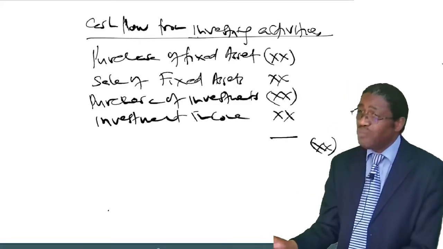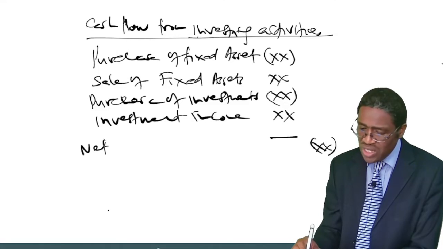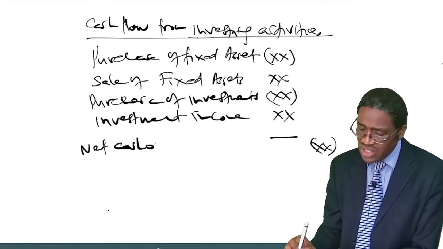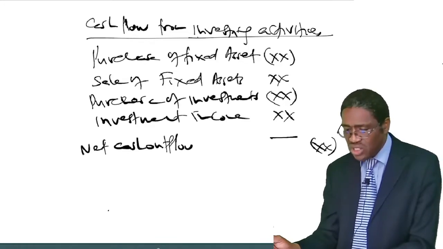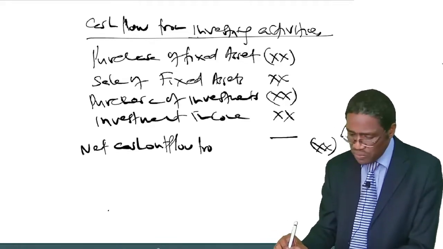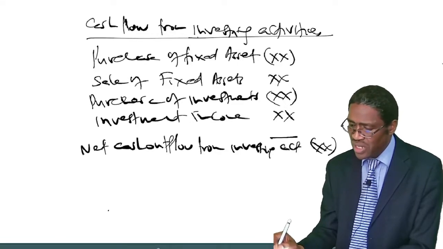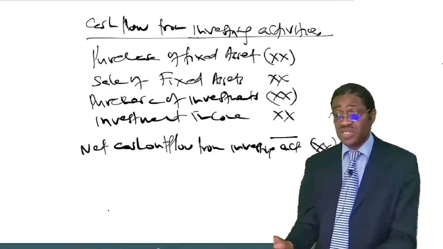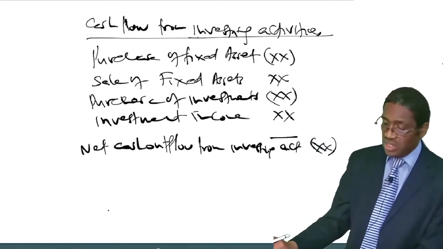And if your negatives are more than the positive, then automatically you have to call this one net cash outflow. Because it is a negative, you call it net cash outflow from investing activities.